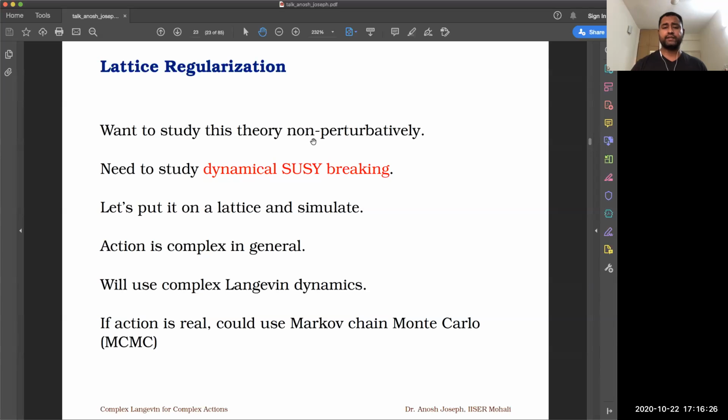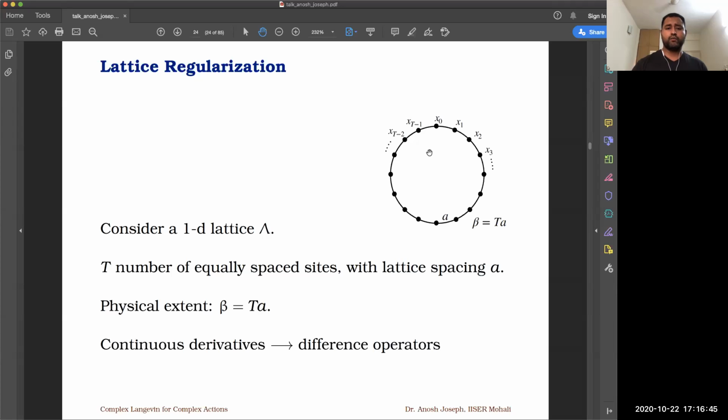Now we want to study this theory non-perturbatively for an arbitrary superpotential. Okay. And our goal is to check whether there is dynamical supersymmetry breaking in the system. So let's put this on a lattice and simulate. And we will use complex Langevin dynamics. So here is our 1D lattice. Okay, the lattice has a finite circumference beta, which is T times a. a is the lattice spacing, T is the number of sites.